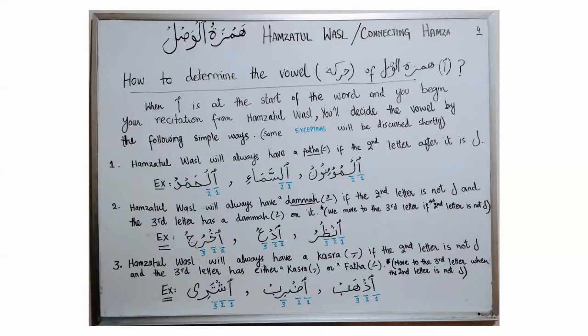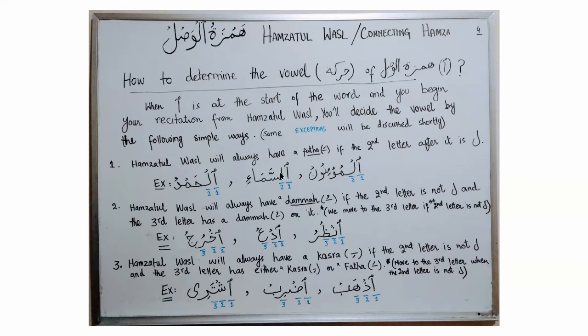When we are going to start our word with Hamzatul Wasl, it will either have fatha or dhamma or kasra. There is no fourth option. So the first option is Hamzatul Wasl will always have fatha if the second letter is lam. In this example, Hamzatul Wasl is the first letter, and because the second letter is lam, we will put fatha on Hamzatul Wasl. So we will say al-mu'minun. In this situation, you are going to recite it like this.